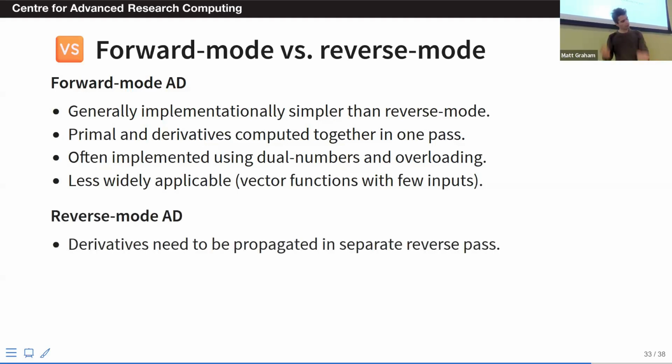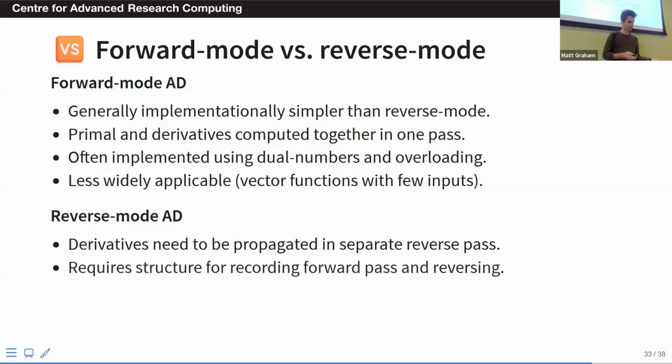So reverse mode has this additional complexity that we need to do an initial forward pass before propagating the derivatives in a reverse pass. This means that we have to have a structure for recording the computation that's done in that forward pass. And this is where a lot of the complexity and implementation detail in autodiff actually comes down to.